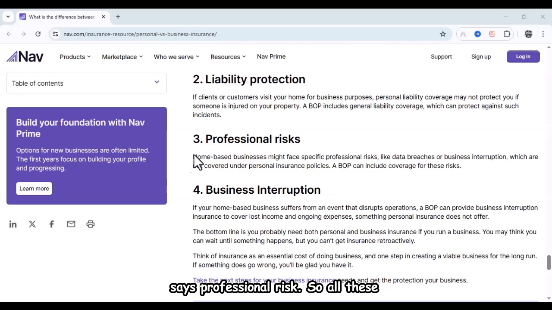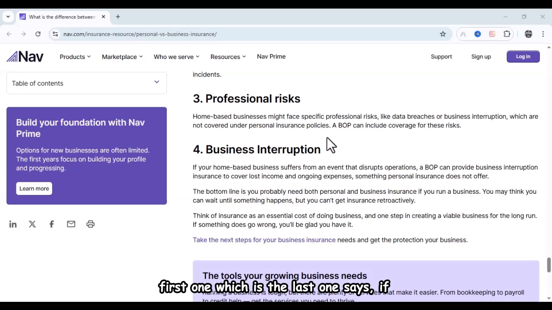The third one here says professional risk. Home-based businesses might face specific professional risks like data breaches or business interruption which are not covered under personal insurance policies. A BOP can include coverage for these risks. The last one says if your home-based business suffers from an event that disrupts operation, a BOP can provide business interruption insurance to cover lost income and ongoing expenses, something personal insurance does not offer.